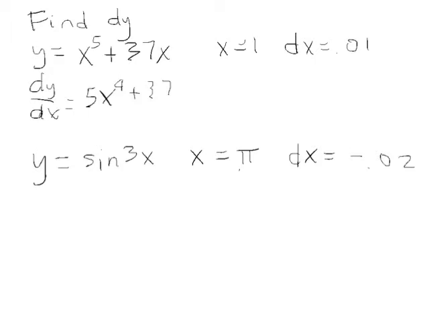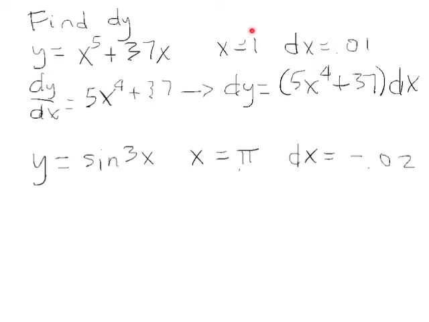So all you're going to do is get your function to look like a differential, which is going to be dy equals 5x to the fourth plus 37 times dx. And then you're going to take x and plug it in where you see an x, and take dx and plug it in where you see dx. And that's it. That's all you have to do on these types of problems.